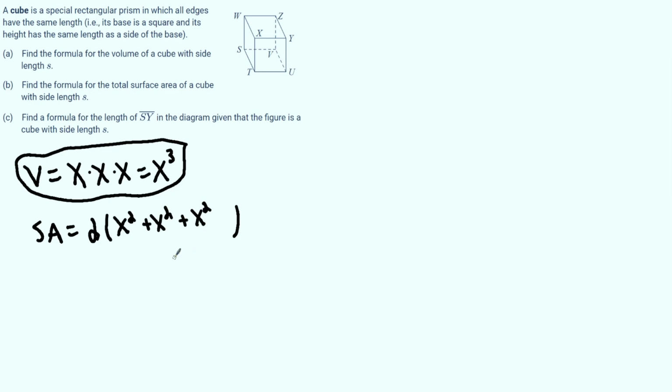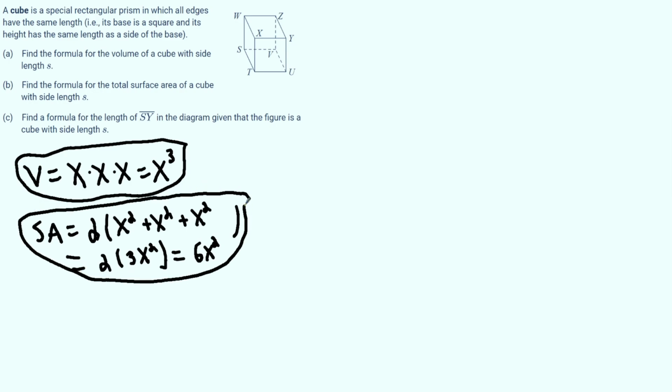Just like that. And if I do some simplification, that means that there are 3x squareds. And if we multiply by 2, the surface area is 6 times x squared, which is a very simple formula for the surface area of a cube.